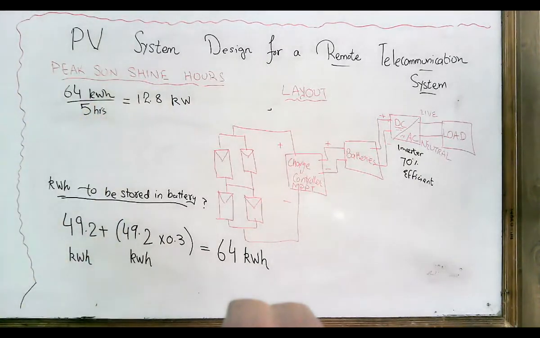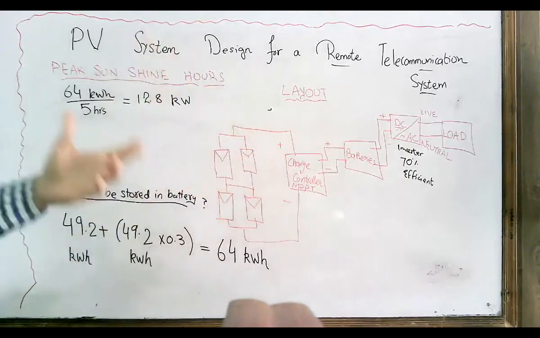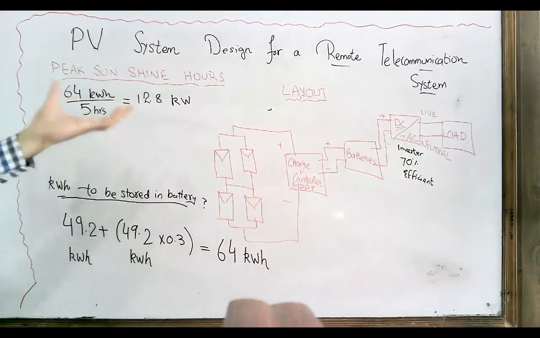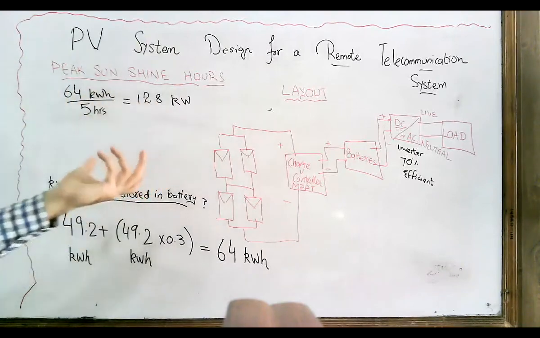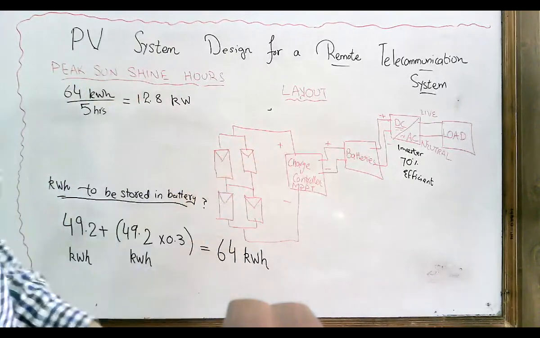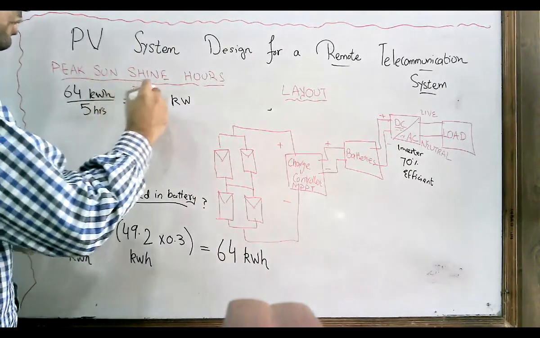Okay, clear what I did? I assumed that the sun provides maximum energy, the peak energy, for only 5 hours a day, because this is a kind of averaging technique. I'm going to take an average value. So dividing by 5, the answer is 12.8 kilowatt.